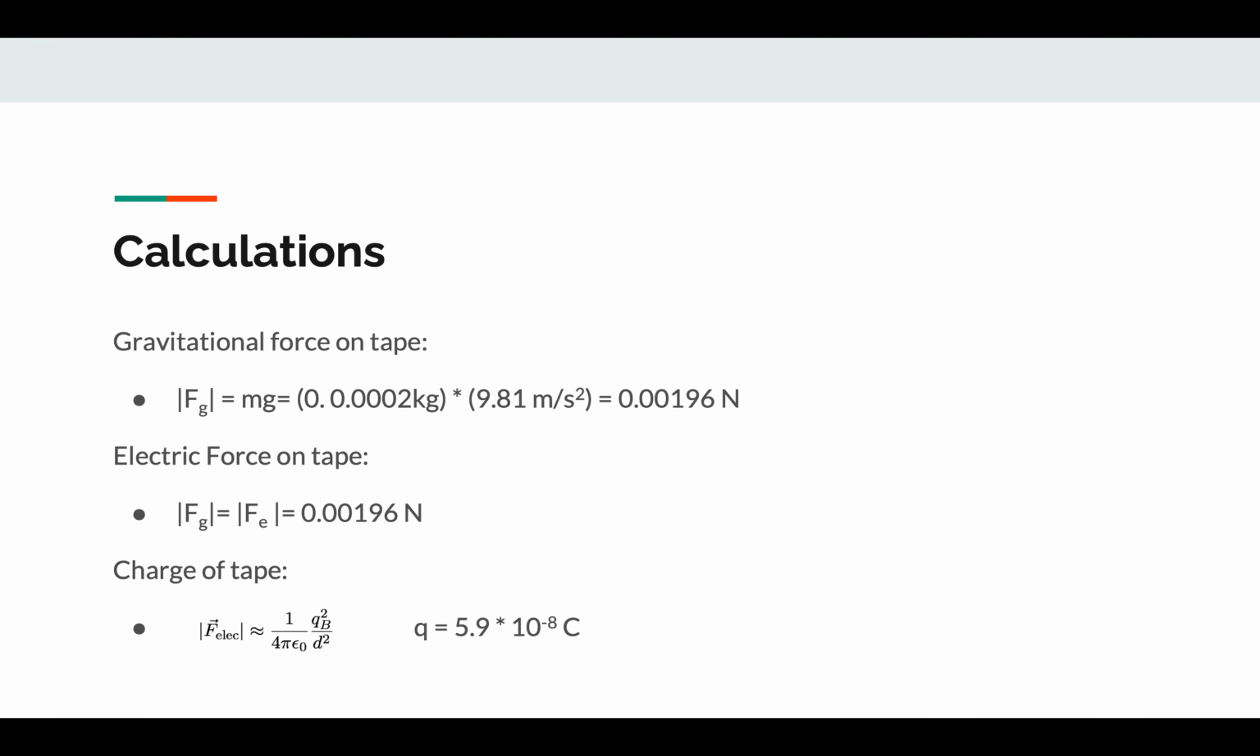I first calculated the gravitational force on the tape, which was just mg, so the mass of the tape times the acceleration constant due to gravity, and the force was 0.00196 newtons. And then the magnitude of the electric force at that moment when it's floating is equal to the gravitational force, so it is also 0.00196 newtons. And for the charge of the tape, I used the equation that was provided in the lab for us, and when I calculated for the Q value, I got Q is equal to 5.9 times 10 to the negative 8 coulombs.